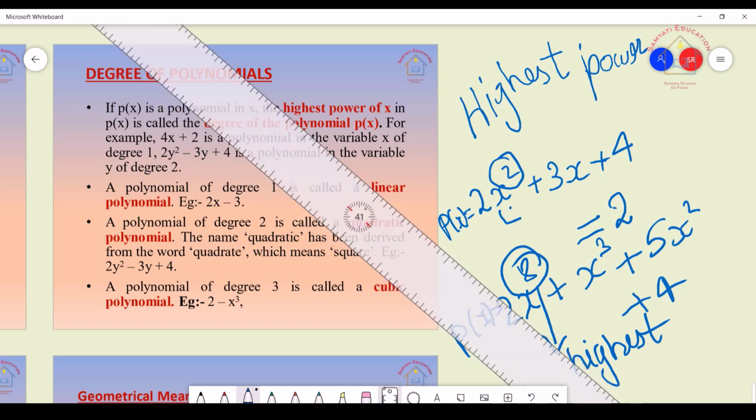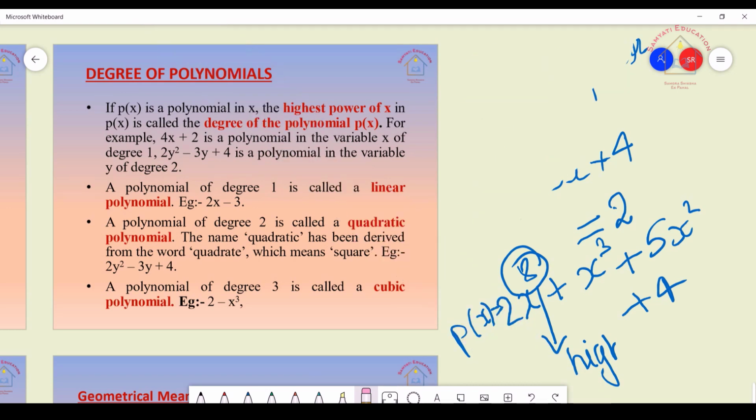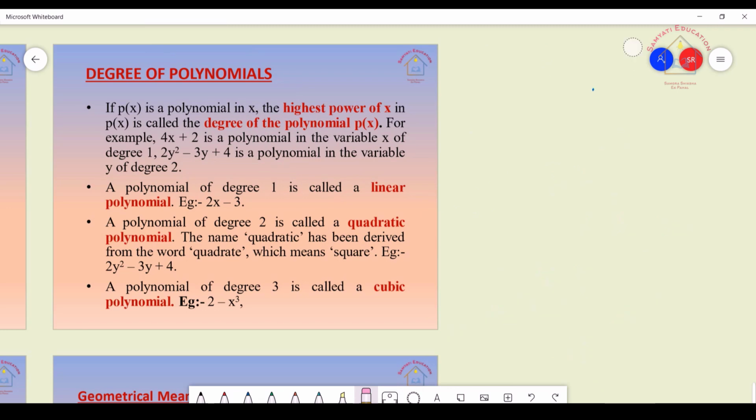Now if I talk about the classification of polynomials by degree, then we have linear polynomials. As you can see, a polynomial of degree 1 is called a linear polynomial.